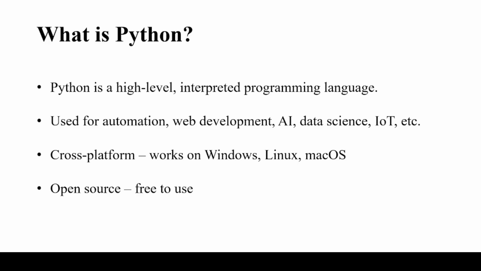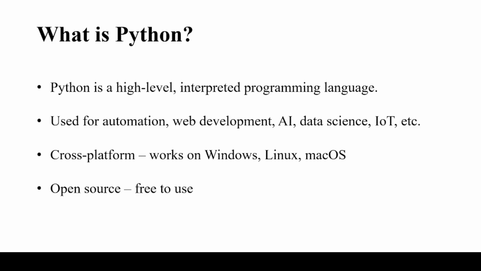It means Python is easy to learn and read. Interpreted programming language means Python executes code line by line, so that if an error occurs in the second line, it will stop executing at the second line only, so that it becomes easy for debugging, meaning finding and fixing an error.